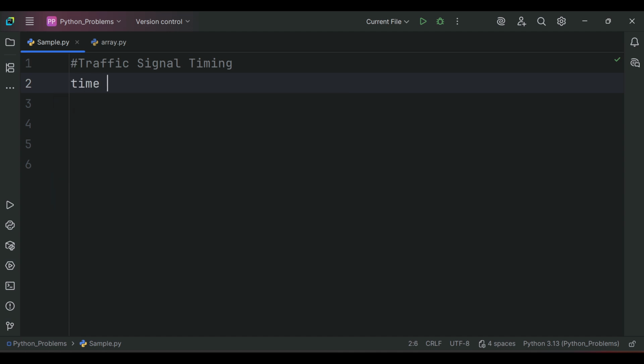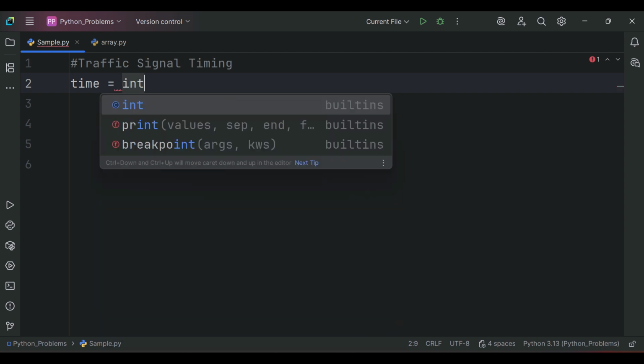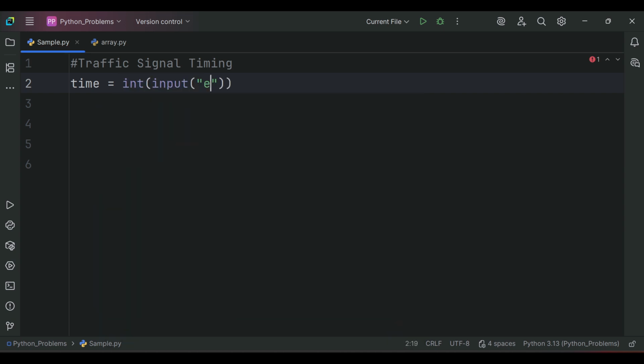Now here I'm giving time is equal to, time is our wish based on the traffic. The input will be changed continuously. Now see the input: enter time.